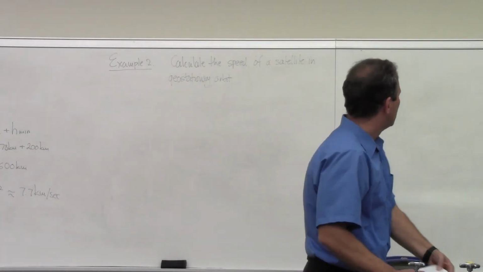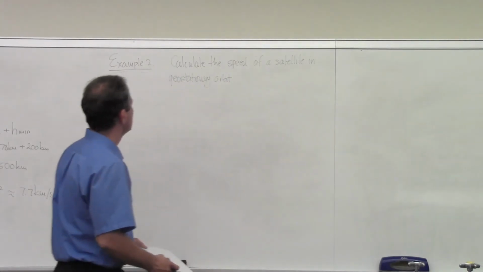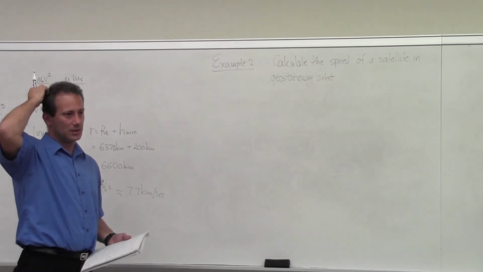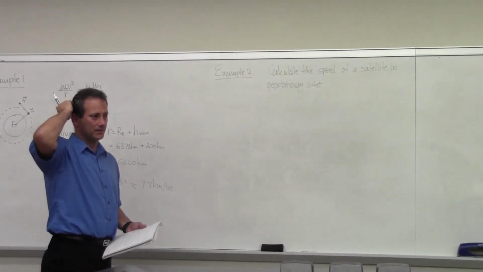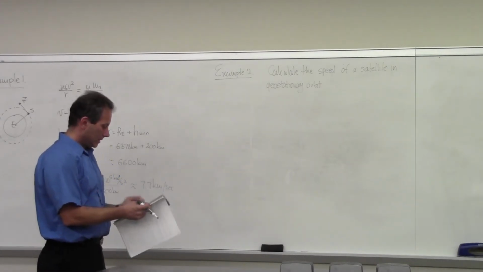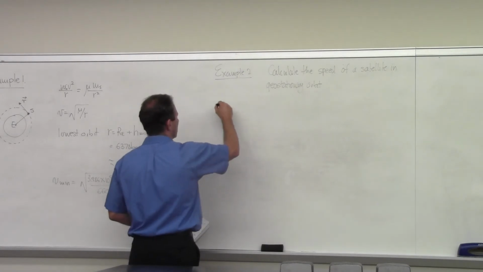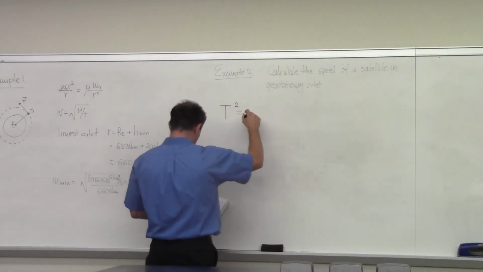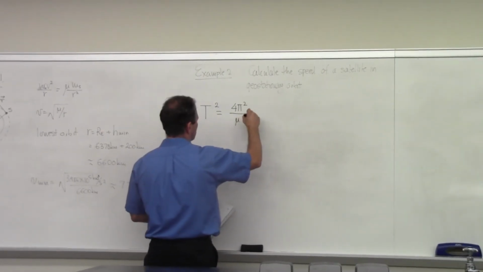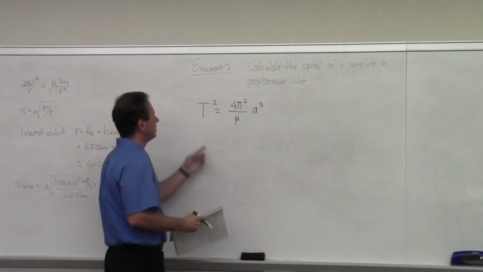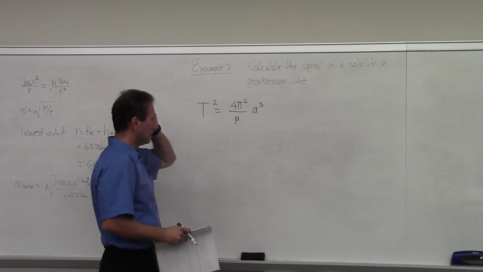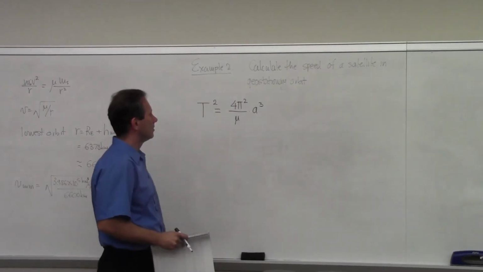So how do we calculate the speed in a geostationary orbit? We go back to Kepler's third law, which tells us there is a relationship between the period of the satellite and its semi-major axis. This is the third Kepler's law that says T squared is equal to 4 pi squared divided by mu times a cubed. Here T is the period, a is the semi-major axis of the satellite's ellipse, and mu is the Kepler's constant.